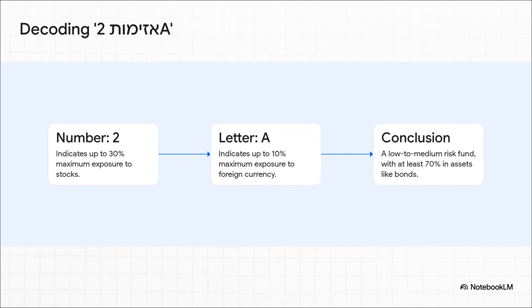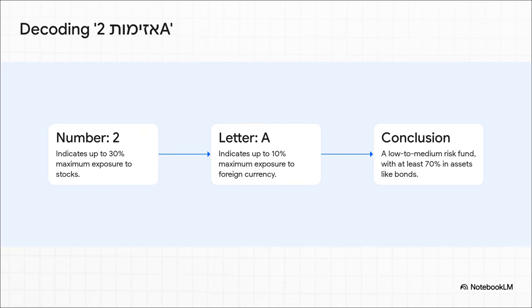First, we look at the number. It's a 2. We check our little chart, and bam, that means it can invest up to 30% in stocks. Next, the letter. It's an A. Okay, that means up to 10% in foreign currency. So what does that tell us? Well, it tells us this fund has a pretty low to medium risk profile. The majority of its money, at least 70%, is going to be in other things, probably bonds.